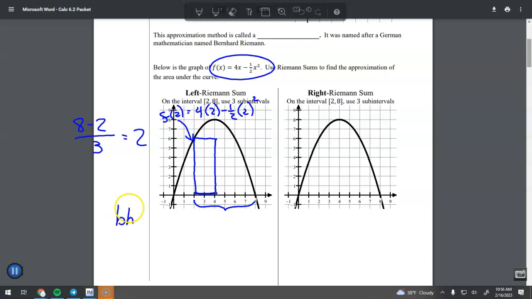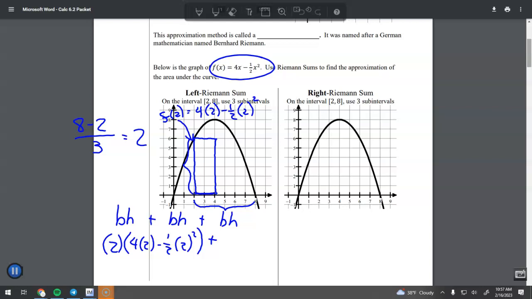So if I start writing out, it's base times height plus base times height plus base times height. 3 of them, because we're going to have 3 rectangles. The blue rectangle that we just drew, what's the base? It's 2, and the height is 4 times 2 minus 1/2 times 2 squared. That's my first rectangle. So that's what I mean by f of 2. You're plugging 2 in, because that gives you a y value, and that y value is the height of the rectangle. You with me?